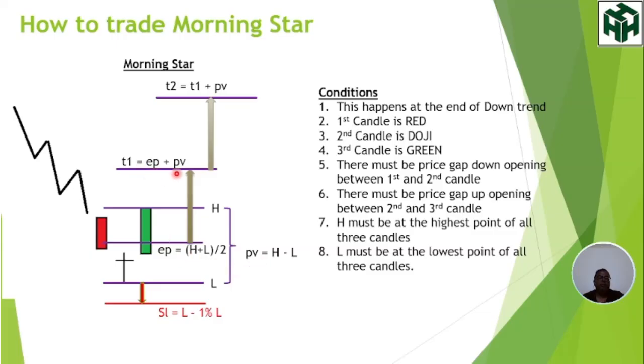So T1 is EP plus PV and T2 is T1 plus PV. Here stop loss will be 1% less than the lowest point of the three combination candle. We'll see now the practical examples in the market.